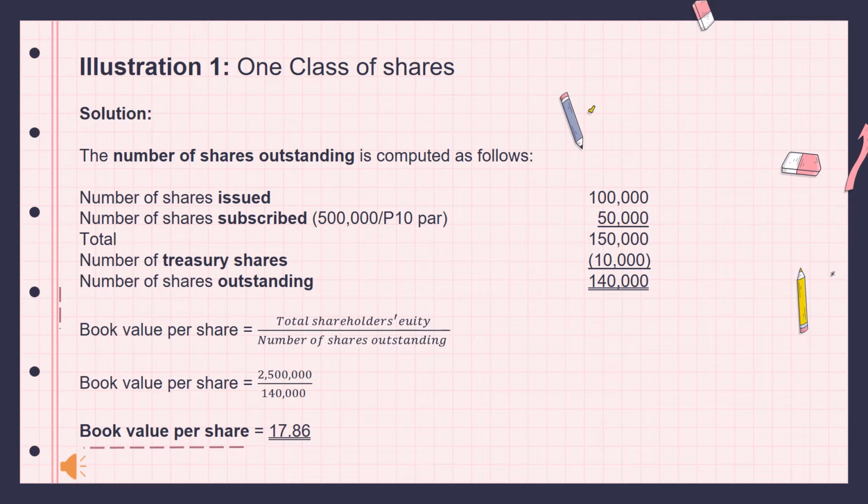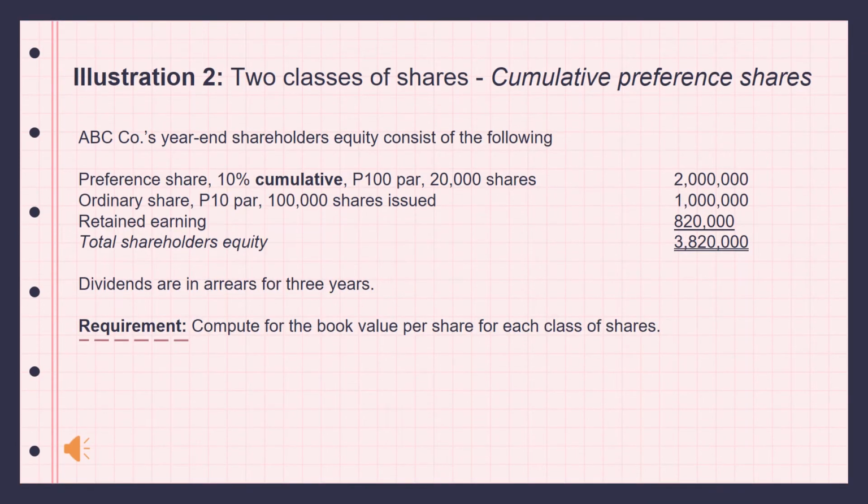Kaya naging 2,500,000 na siya. Then divide lang sa shares outstanding na 140,000. Ang magiging sagot dyan ay 17.86. So next example, two classes of shares naman.